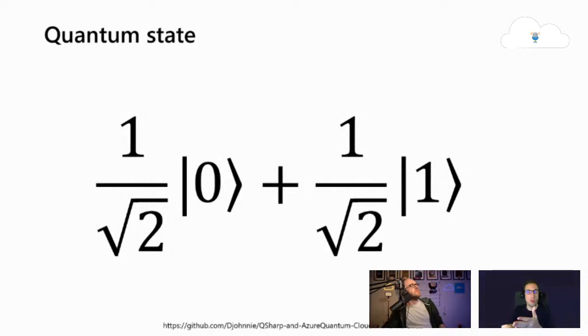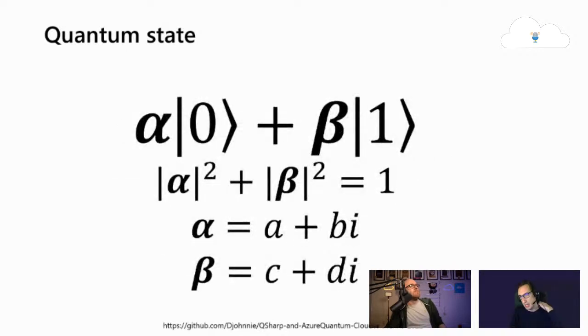Alpha would be 1 over square root of 2, and beta would be 1 over square root of 2. The reason it's written like this is because alpha and beta relate to the chance of collapsing to that state, but it's not the percentage, it's actually the square root of the percentage. So for the alpha and beta values, you need to take the absolute value and square it, and then both of them need to add up to 1, which means 100%. So 100% of the time, it will collapse to either 0 or 1.